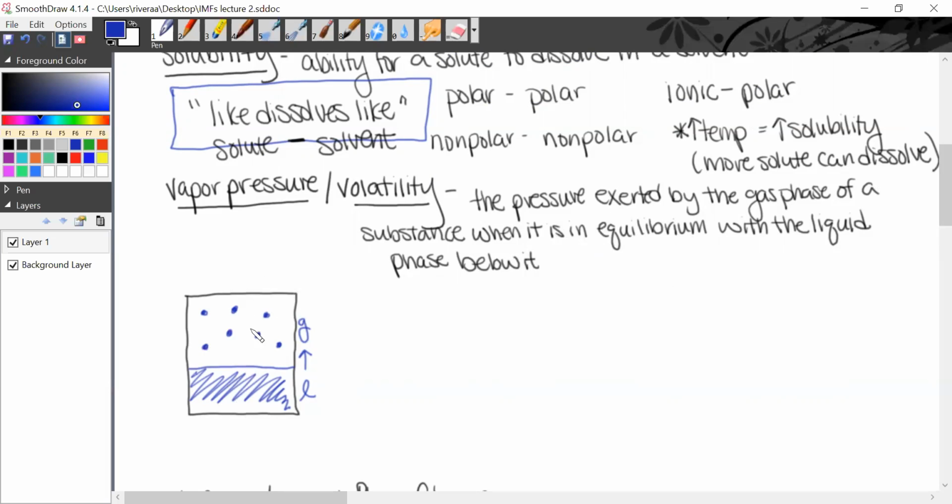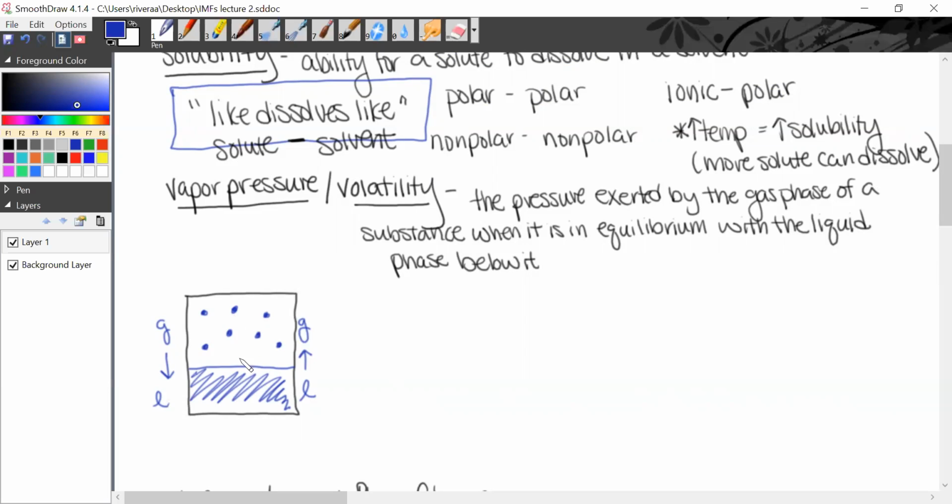Now, what do I mean by in equilibrium with the liquid phase below it? Well, enough water has to evaporate to fill up that space, if you will. But some of these particles, when they collide back with the liquid phase below, are going to condense back down into a liquid. And for every one that condenses back down into a liquid, another will evaporate up into the gas phase again. So you're going to get what we call dynamic equilibrium, where the number condensing down is equal to the number evaporating out. Okay, so this is a dynamic equilibrium.